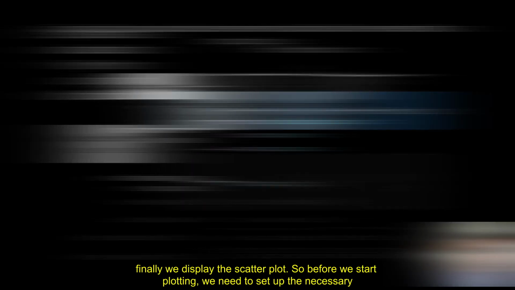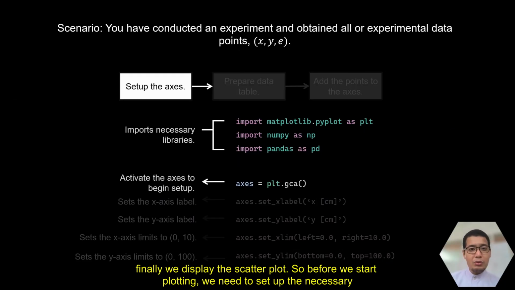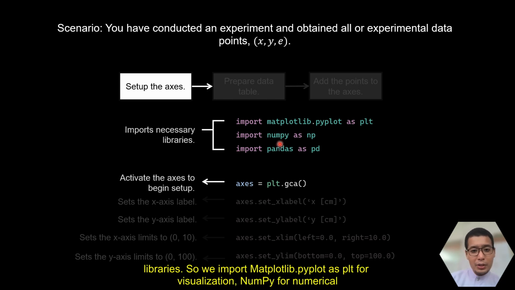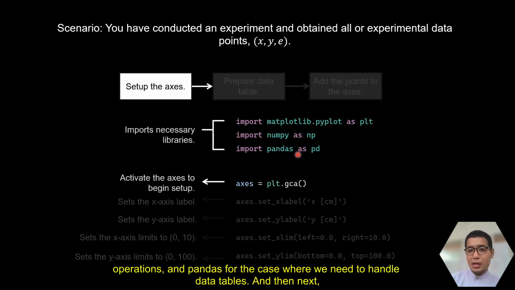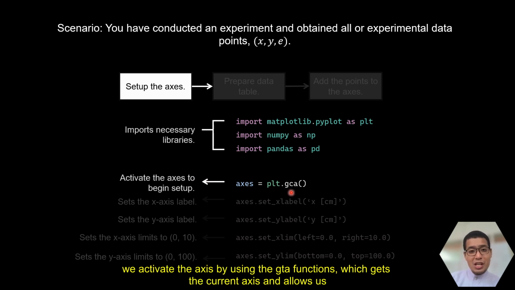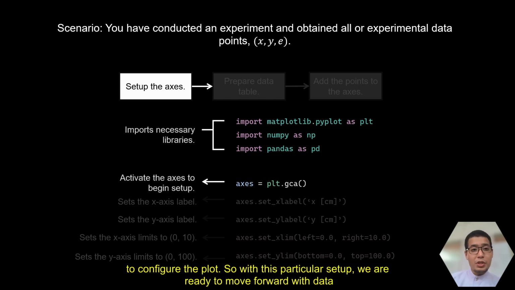Before we start plotting, we need to set up the necessary libraries. So we import matplotlib.pyplot as plt for visualization, NumPy for numerical operations, and pandas for the case where we need to handle data tables. And then next, we activate the axis by using the gca function, which gets the current axis and allows us to configure the plot. With this particular setup, we are ready to move forward with data visualization.